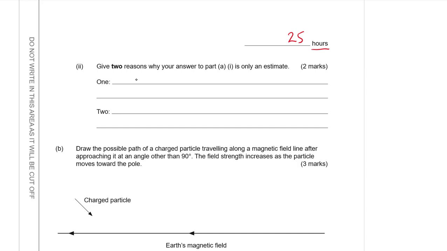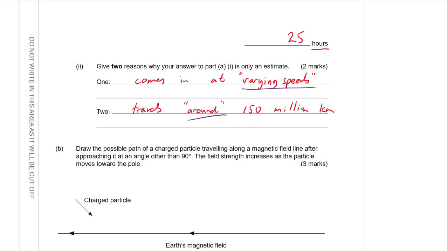So I'm going to say it comes in at varying speeds. And part 2 is it travels, the keyword being around, 150 million kilometers. So I want to really highlight those points to the examiner about why I'm using an estimate here.